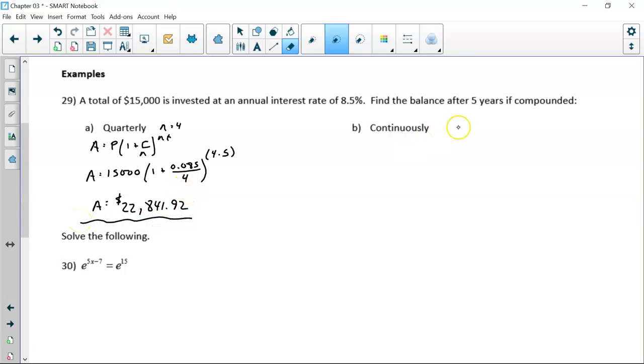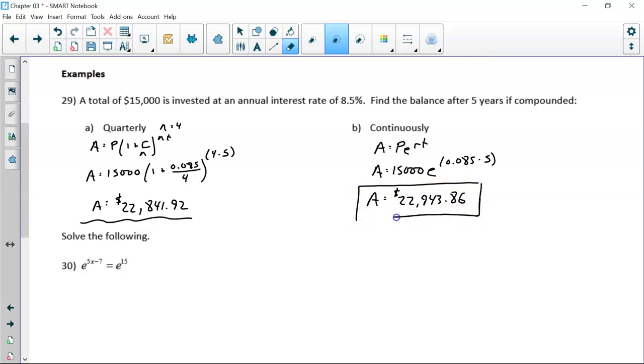Now, continuously, when you see that word continuously, A equals P times E to the RT. So 15,000 times E to the R, which is 0.085 times 5. And you want to type it in just like that. Parentheses around your exponent, and you're going to get about $22,943.86. There's the amount in the account if it's compounded continuously. So that's continuous compounding uses E, Euler's number.